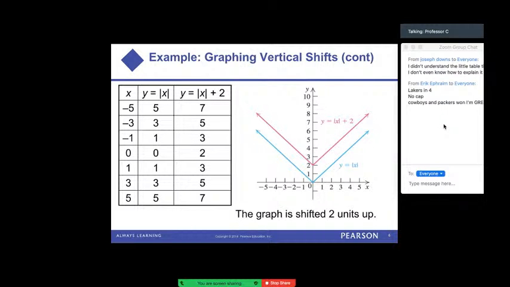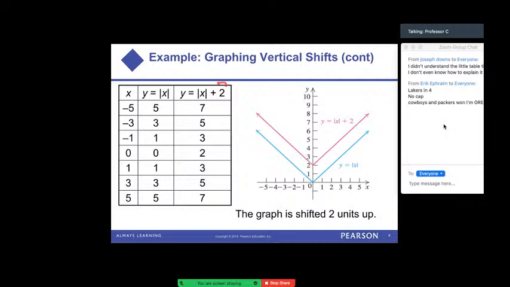So notice, how could you articulate how we change from the blue graph to the red graph? What changed? We added a 2 on the outside. How do we go from the blue to the red? Notice the red is the exact same as the blue. We just moved it up by 2 units. So if we add a positive number on the outside of our basic function, it's going to move it up by 2.